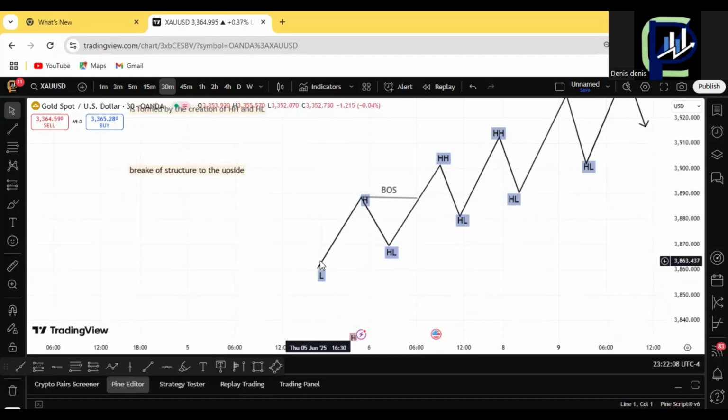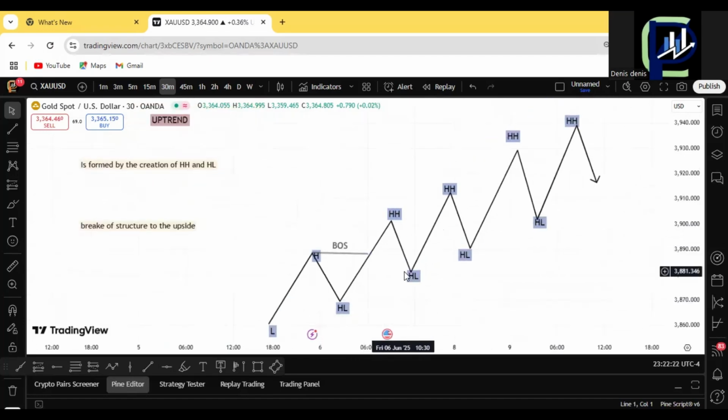Let me rephrase that again. This high is higher than this high. That's why we're calling it a higher high. This low is higher than this low. That's why we're calling it a higher low. So when we create higher highs and higher lows consecutively, that means that we are actually creating an uptrend. So that is going to be the uptrend market structure.